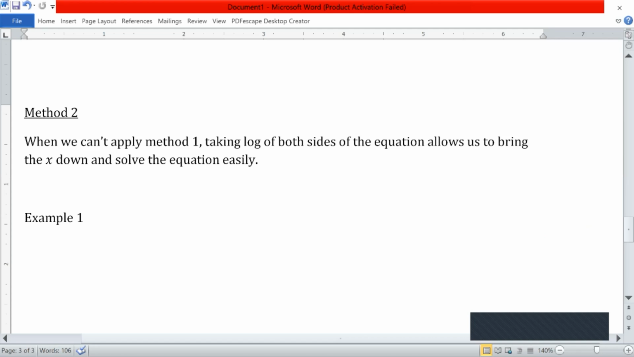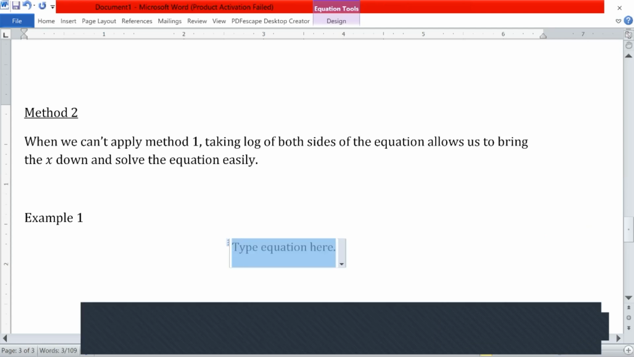It's not even the fact that these two are inverses. We are just using one of the log rules to bring the x down. Right. So for example, just copy example 1 and then we can continue.